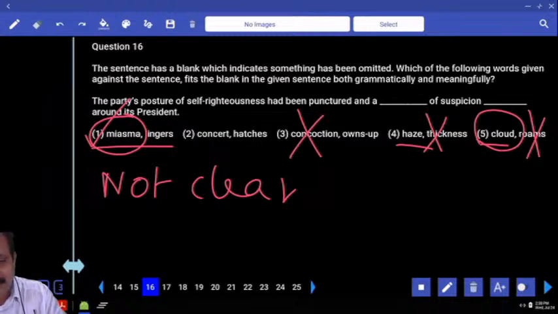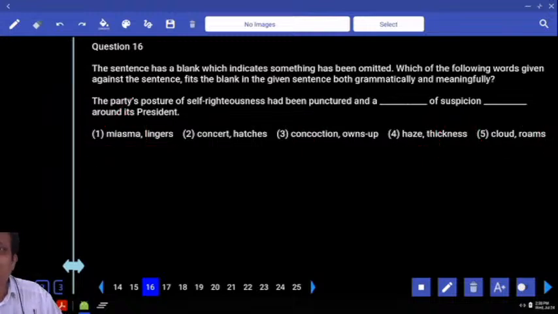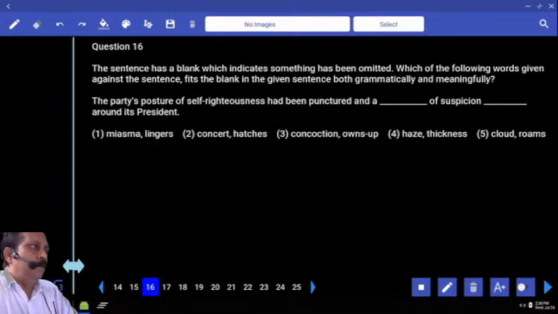How many of you have chosen the first option? Please raise your hands. Only a few. Fifth option, raise your hands. Others, I wonder.